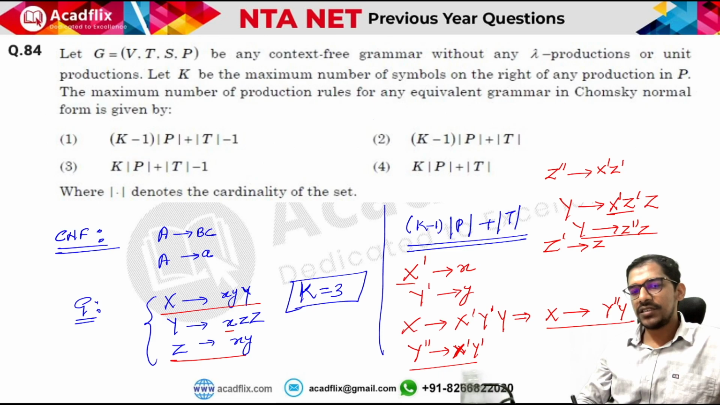We have already taken X' → x and Y' → y, so we can put it here, and this production rule becomes Z → X'Y'. So now this production rule is also in CNF. You can see how many production rules are coming when we are converting this grammar into CNF.